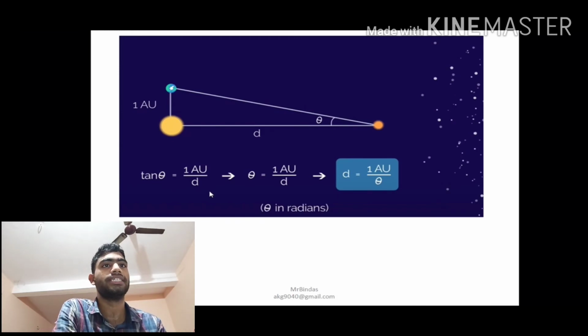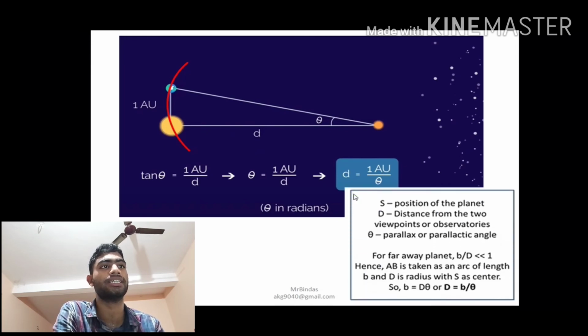So when the distance between the sun and the star, or the earth and the star, is very long, then we observe that it is like a sphere, like a circle with center at the star. That's why we get a section of a circle. So we put theta equal to 1 astronomical unit by the base distance. From this we can calculate d equal to 1 AU by theta.